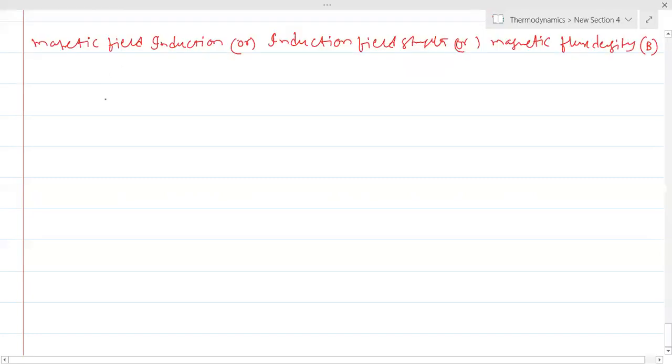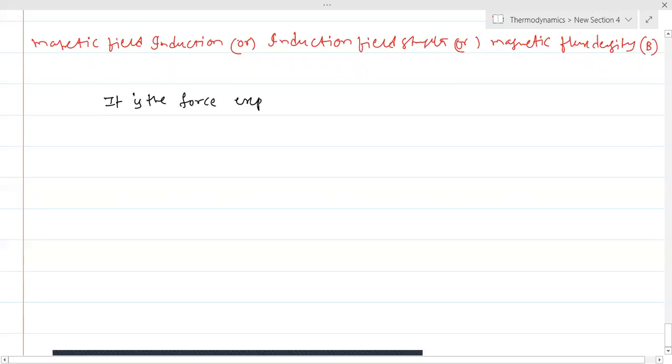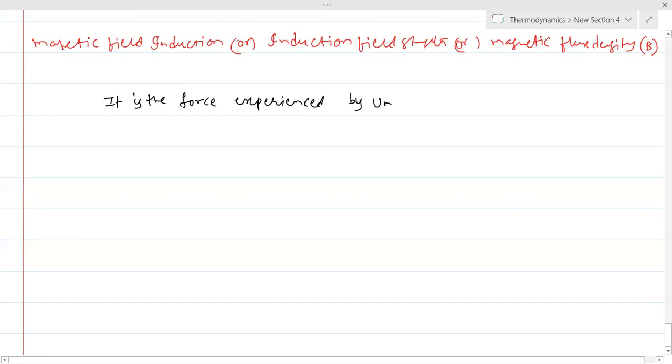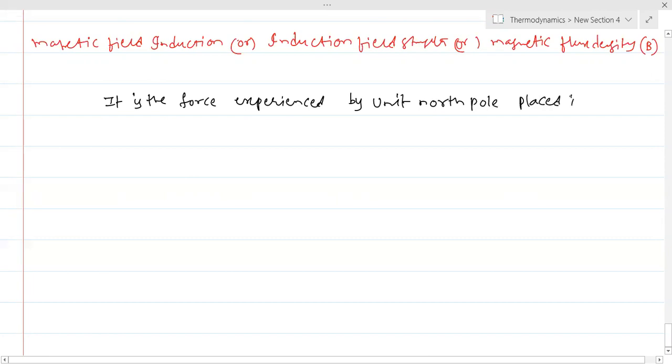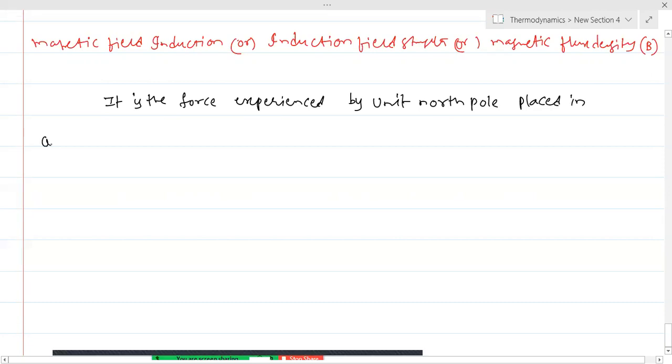Simply, it is defined as the force experienced by a unit north pole placed in a magnetic field.